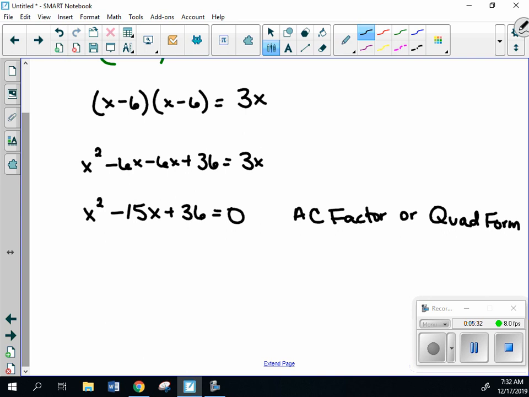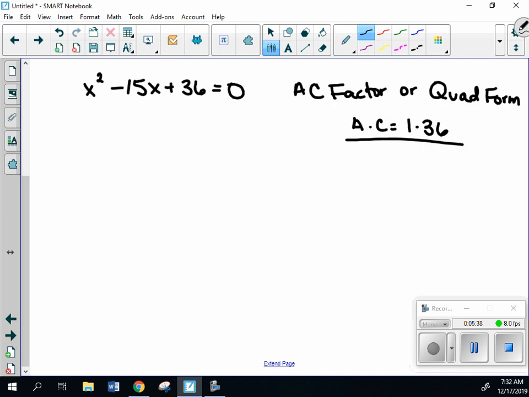For my AC, in my case, I'm looking for the factors of 36. 1 and 36, 2 and 18, 3 and 12. I'm looking for that negative 15, so I already found it. So I'm not going to finish listing out my factors. Because it's a negative, again, I'm going to run through this quick.